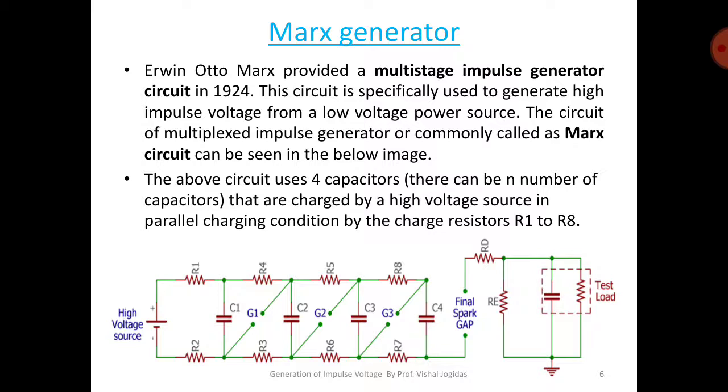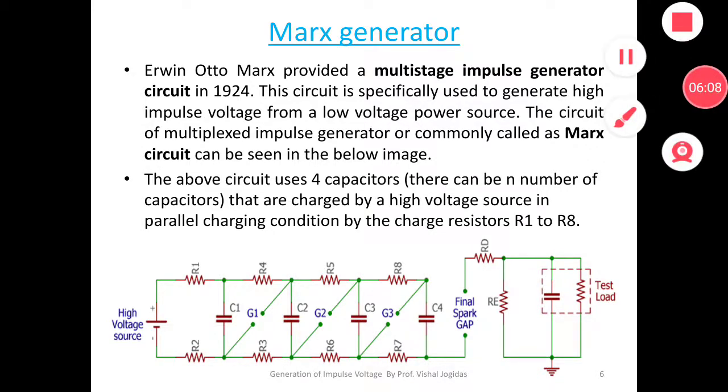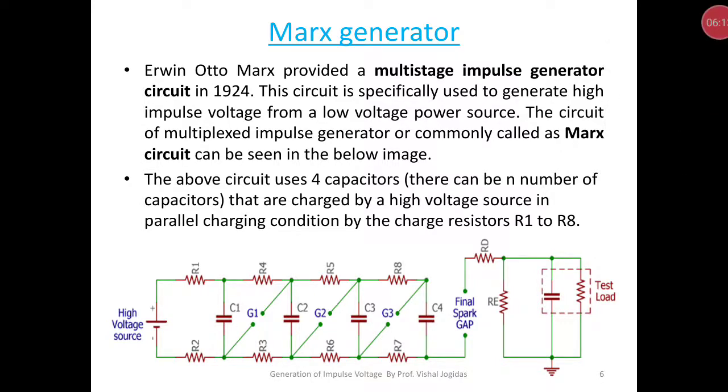The circuit of the multistage impulse generator, commonly called the Marx circuit, can be seen in the image below. This circuit uses 4 capacitors. There can be n number of capacitors, but in our case we have taken 4 capacitors that are charged by a high voltage source in parallel charging condition through the charging resistors R1 to R8.